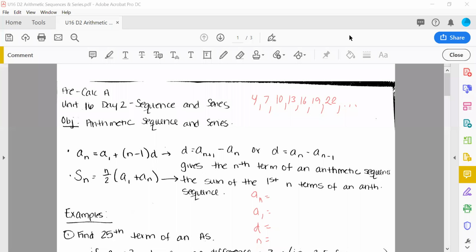Well, hello, everybody, and welcome to day 2 or lesson 2 of Unit 16, sequence and series. Today we're going to be dealing with arithmetic sequences. I know it looks like the word arithmetic because it is the word arithmetic, but when dealing with sequence and series, it's pronounced arithmetic. Okay, so what is an arithmetic sequence, first off?